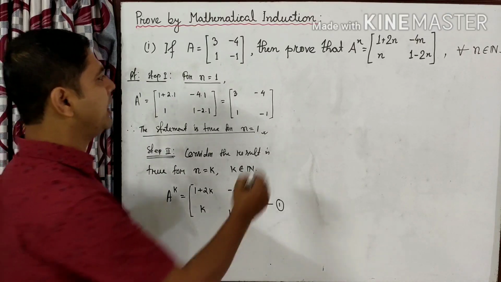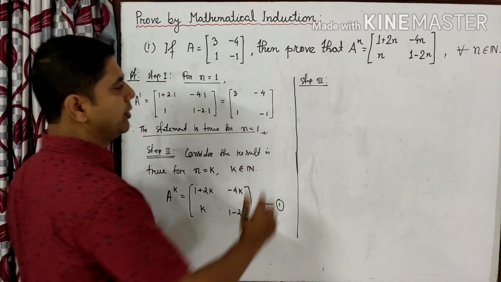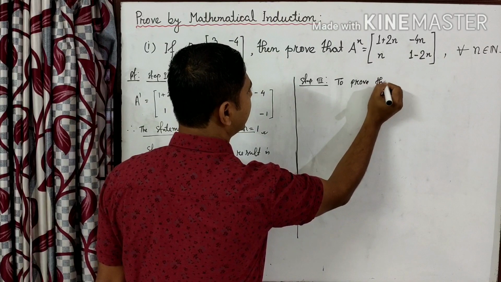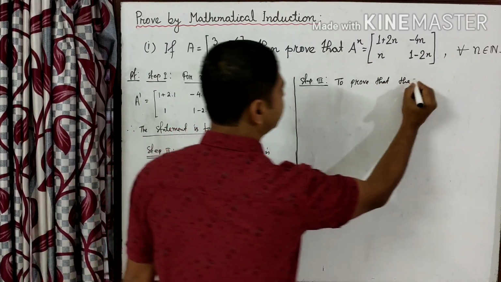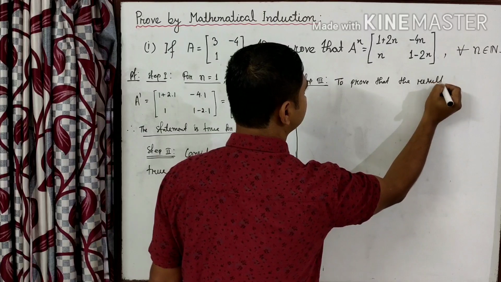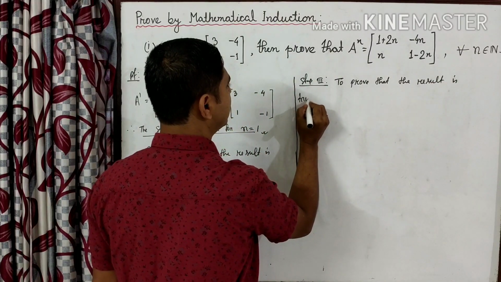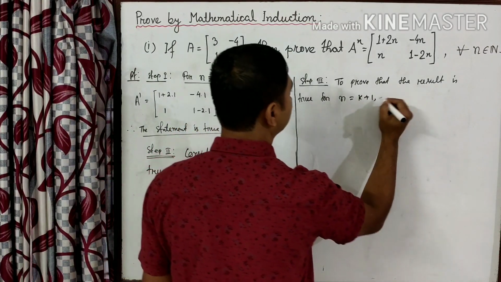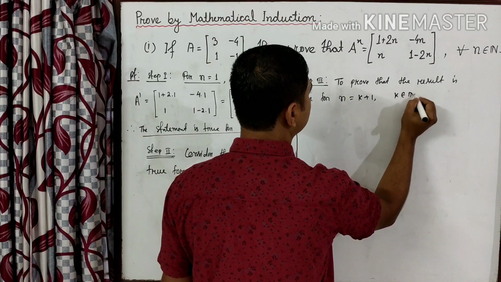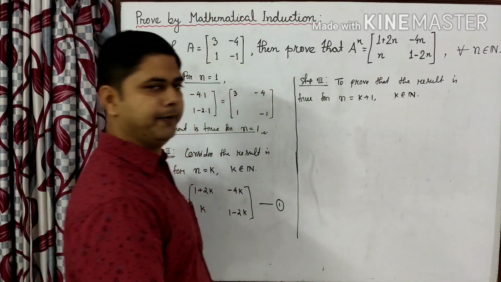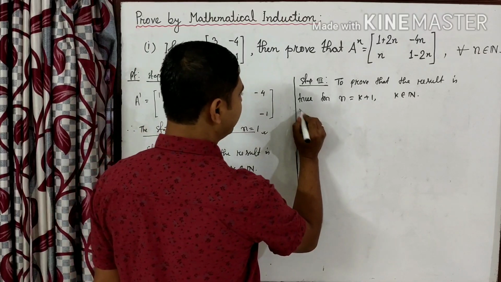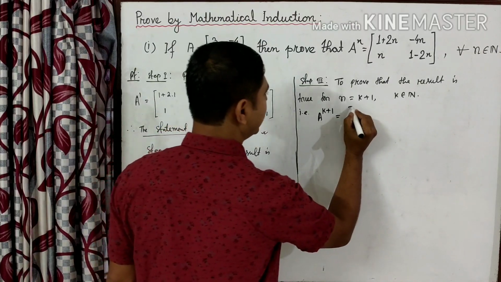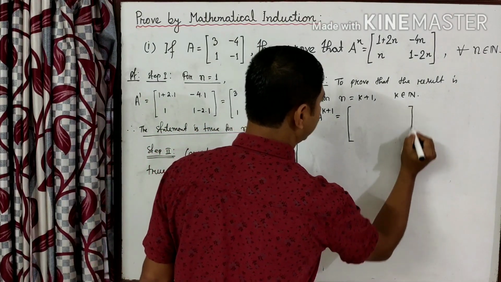From the third step, you have to prove that the result is true for N equal to K plus 1, where K belongs to all the natural numbers. That means you have to prove A to the power K plus 1 is equal to what? A to the power K plus 1.